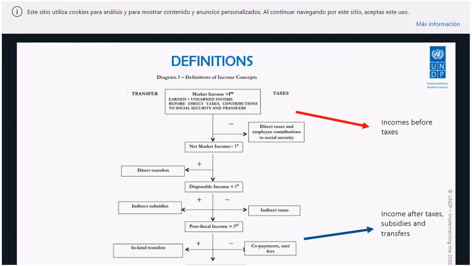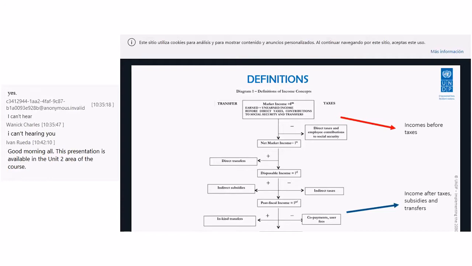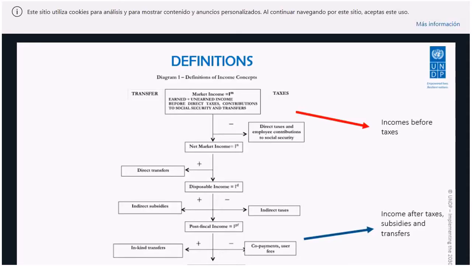Then we have direct taxes and employee contributions to Social Security. Once we deduct that, we have net market income. For example, income tax is a direct tax on people's earnings. Once we also add direct transfers, positive transfers from the state to individuals, then we have disposable income. And if we add and subtract indirect subsidies and indirect taxes, then we have post-fiscal income.